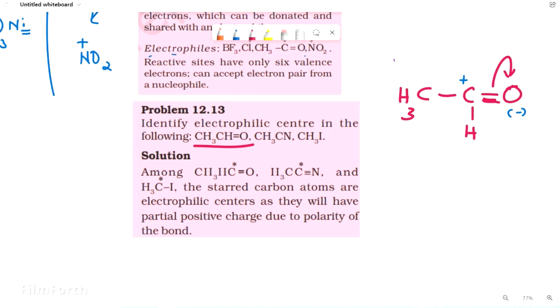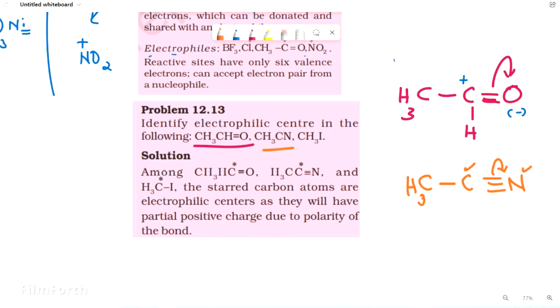Now the next question is CH3CN. Here I am writing CH3 C triple bonded to N. As you know, we are comparing this carbon with this nitrogen. Why? Because they have a triple bond, and secondly these two atoms have a high electronegativity difference. So what will happen here? The electrons in the triple bond will shift towards nitrogen, making it negatively charged and the carbon positively charged.